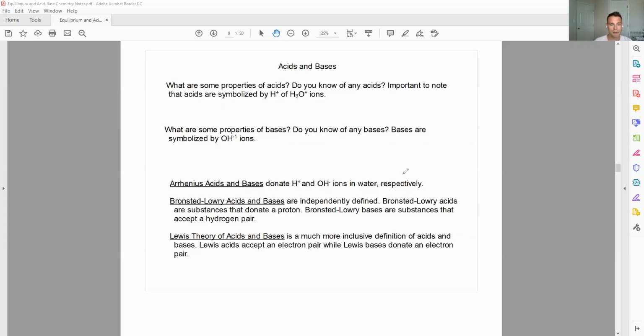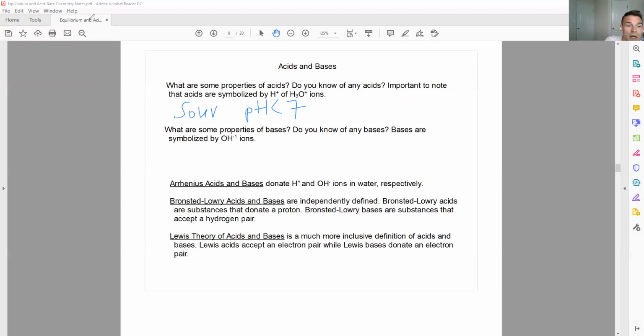What are some properties of acids? Well, the most important properties of acids are that they're sour. And we should know that the pH is going to be less than 7. There's a whole bunch of other different things, but those are the most important things that you should take away with this.